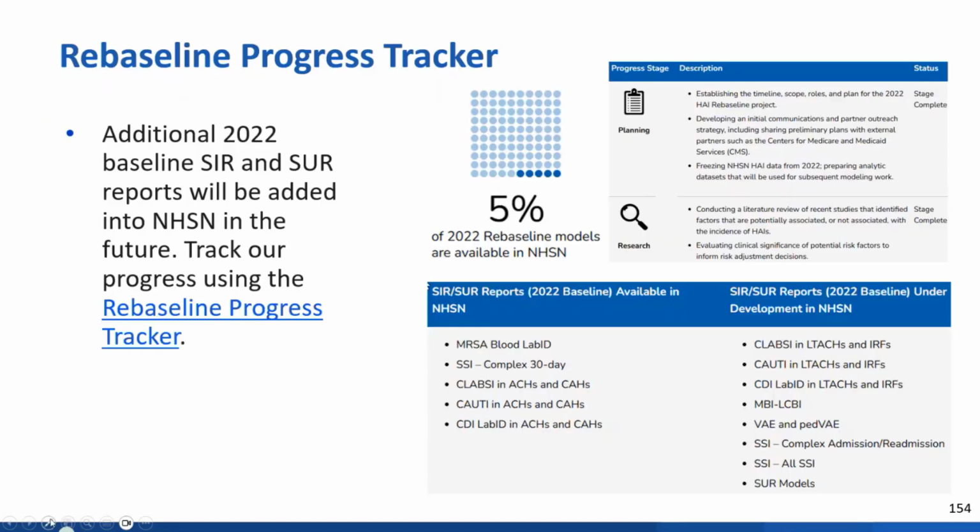All right. Additional 2022 baseline SIR and SUR reports are planned for future release within NHSN. These updates are part of an ongoing rollout and not everything is available at once. To help you stay informed, we recommend using the Rebaseline Progress Tracker linked here. This tool provides a central location to monitor which reports have been released, which are under development, and their expected timelines. It's a great resource for planning internal updates or training and to stay aligned with the rollout schedule.